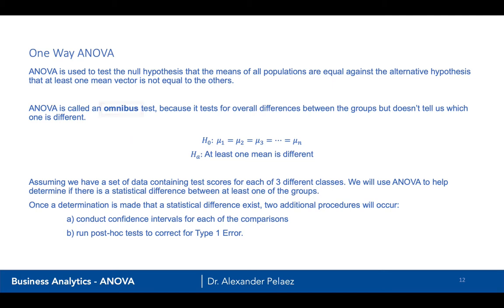ANOVA is called an omnibus test because it will test for overall differences between the groups, but it will not tell us which one is different. Now some of you might say, well, what good does that do? Well, we have a way of testing that a little bit later.